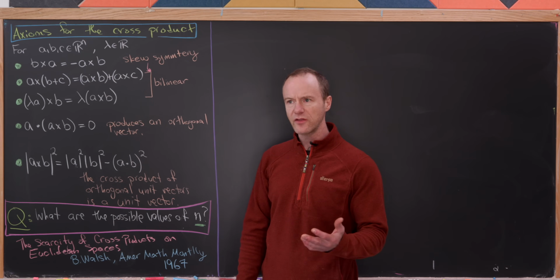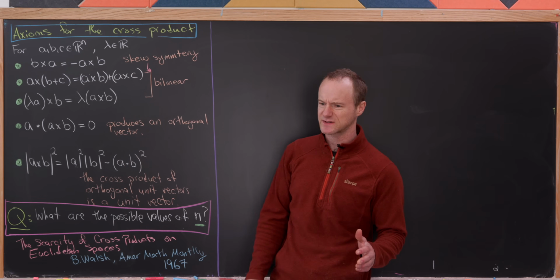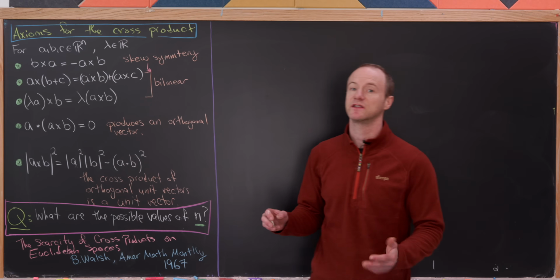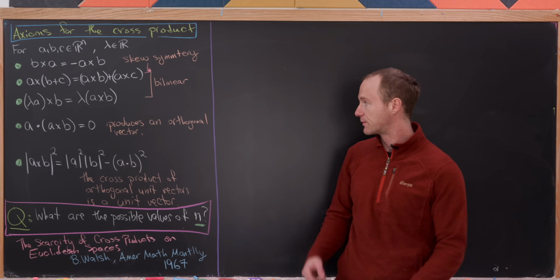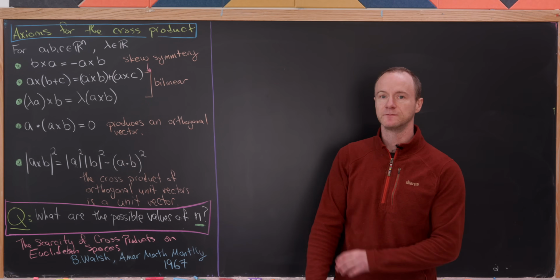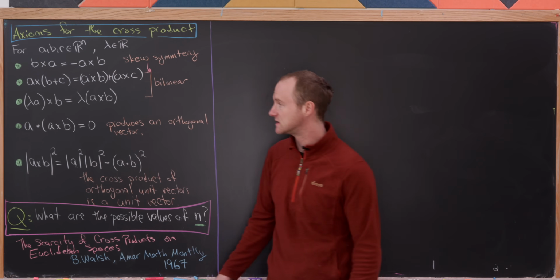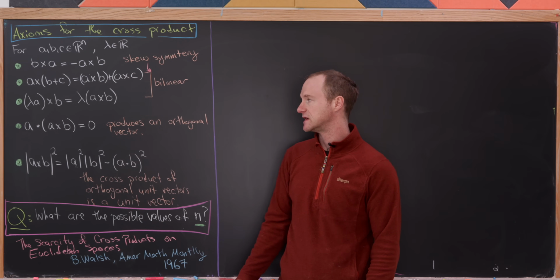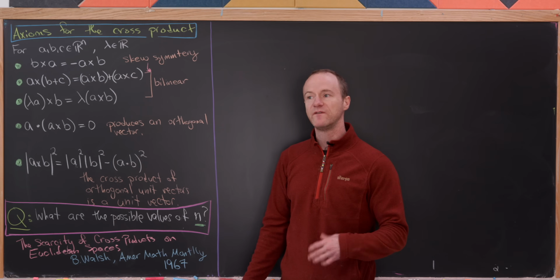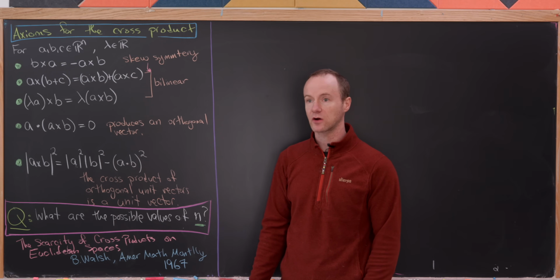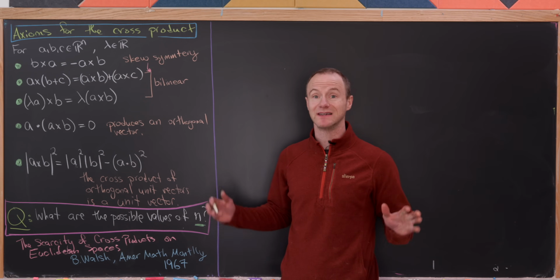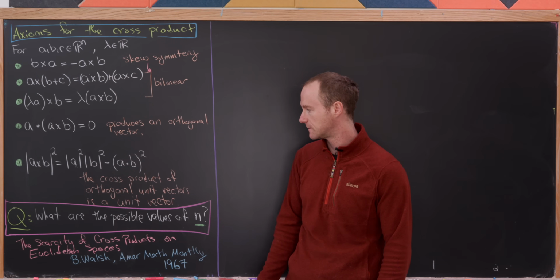Okay, so another really important property, perhaps the whole reason the cross product exists in the first place, is its ability to produce orthogonal vectors. So to write that down carefully, we would say that A dot (A cross B) is equal to 0. Recall that vectors are orthogonal if their dot product is equal to 0.